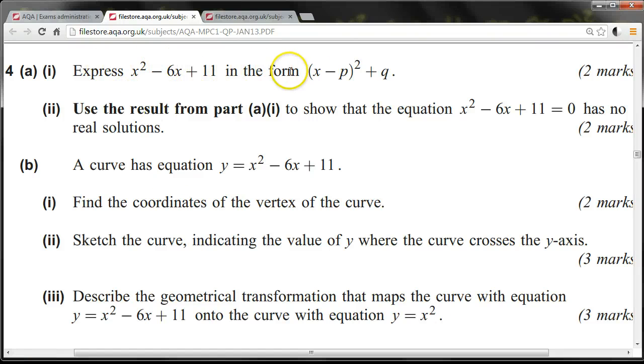Express this in this form. Use the result from part A1 to show that this equation has no real solutions. A curve has this equation. Find the coordinates of the vertex of the curve. Sketch the curve, indicating the value of y, where the curve crosses the y-axis. Describe the geometrical transformation that maps the curve with this equation onto the curve with this equation.